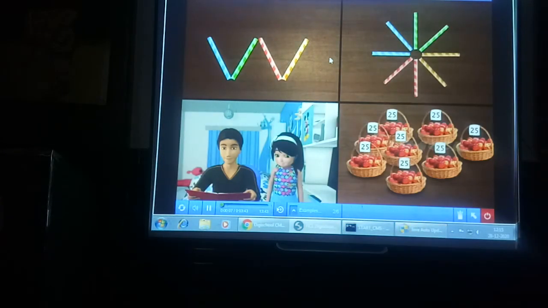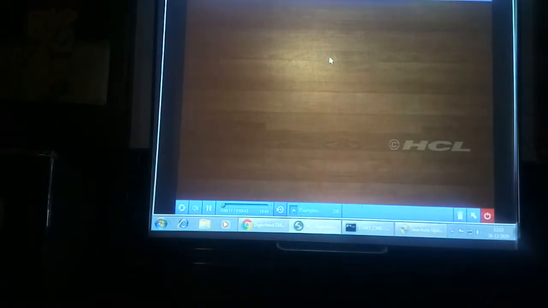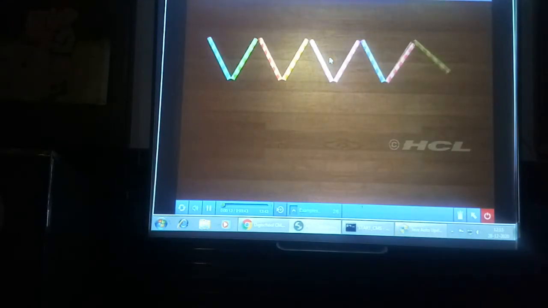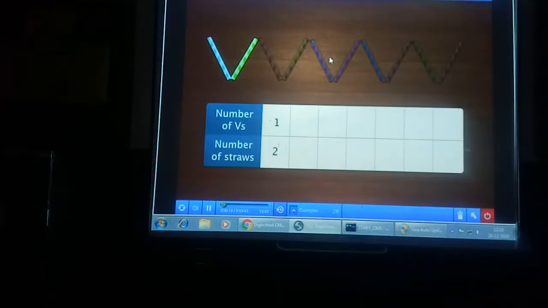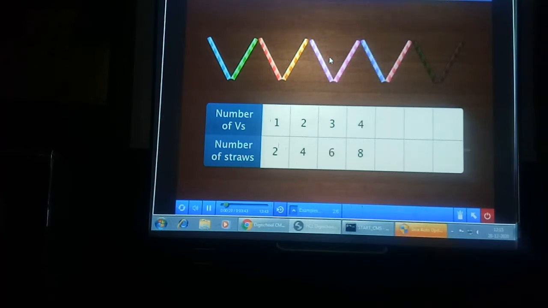Now, let's see some examples of how variables are used. This pattern is made of repeated V's using straws. Each V is made up of 2 straws. Therefore, to create 2 V's, we use 4 straws, and to create 3 V's, we use 6 straws, and so on.